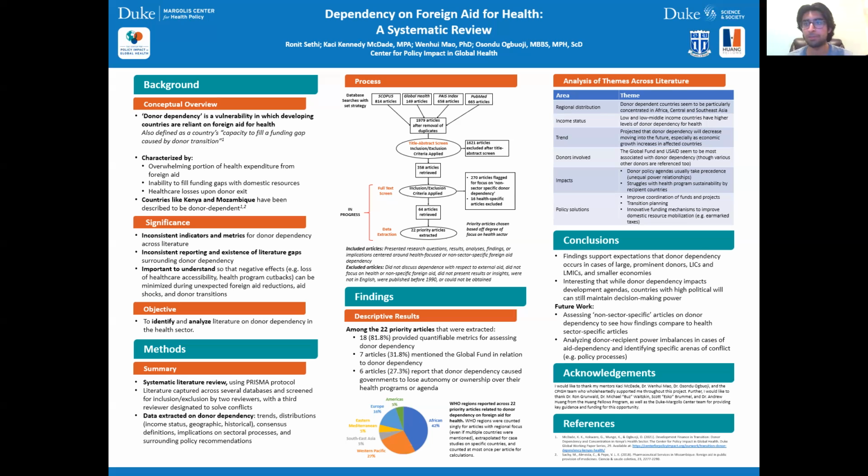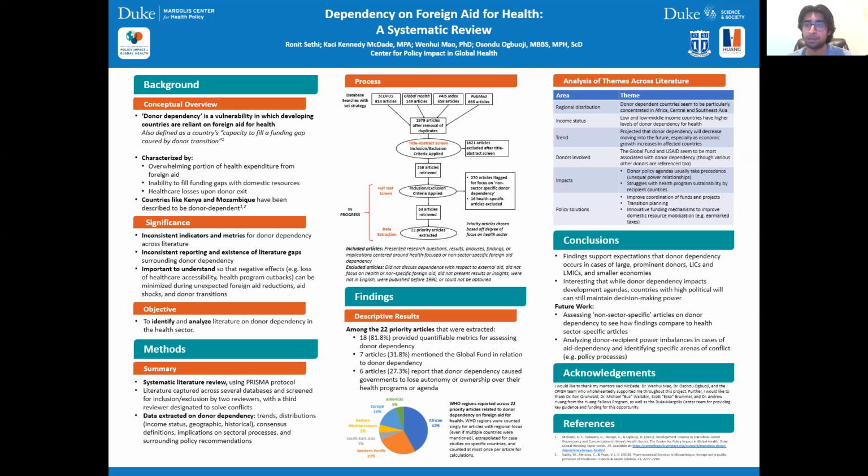And so when we were analyzing the themes that started to emerge across the literature, just based off the regional distribution, the donor dependency seemed to be particularly concentrated in Africa, Central and Southeast Asia. In terms of income status, low and low middle income countries tended to have higher levels of donor dependency for health, which makes sense because they're probably less able to mobilize their own domestic resources.